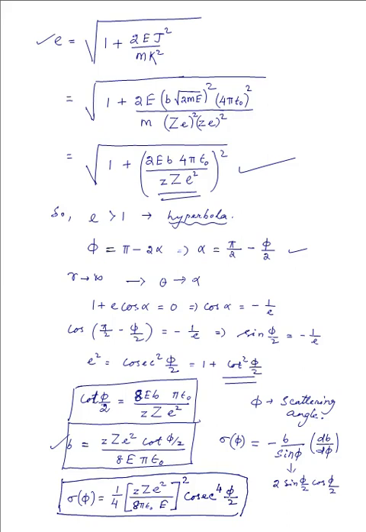and the scattering cross-section, or the number of particles scattered per second along the direction phi, is therefore proportional to the cosecant of phi over 2 to the power 4. They are also proportional to the square of the charge, that is z times e, and the square of the charge of the particle, that is small z times e, and also inversely proportional to the square of the initial kinetic energy, that is E.